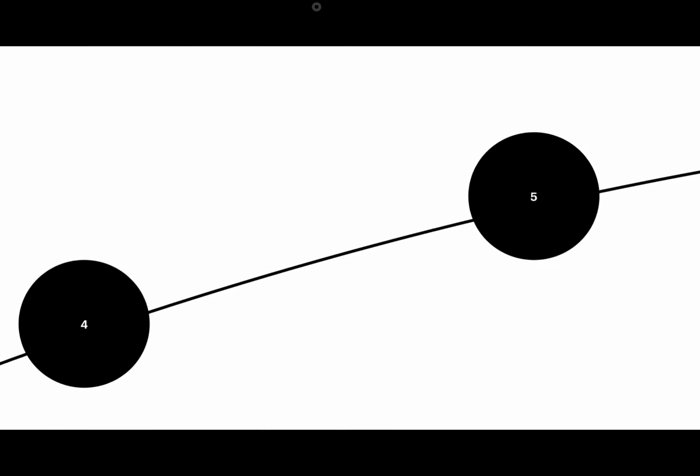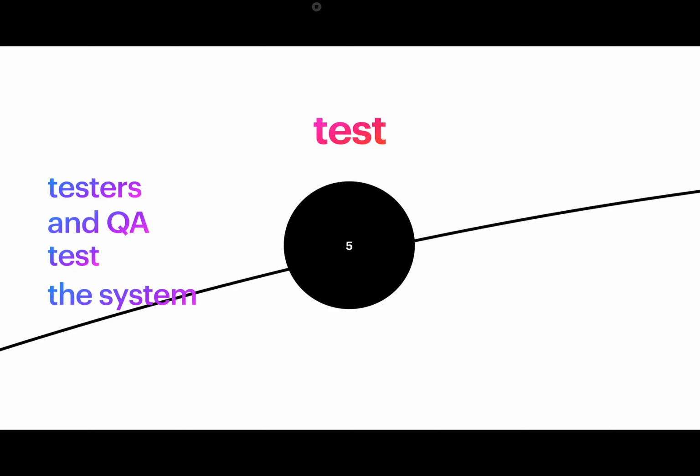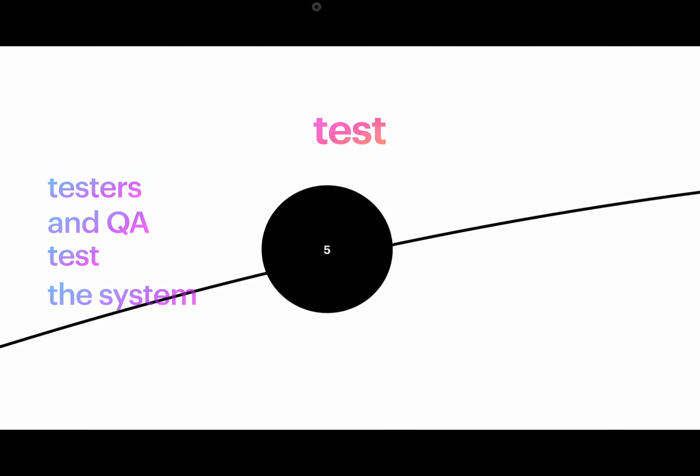Okay, we've got a fully functional system, we can now test it. Testers and quality assurance or QA engineers can test the system. And the point of the test step is to verify that the developed system meets the initial requirements.